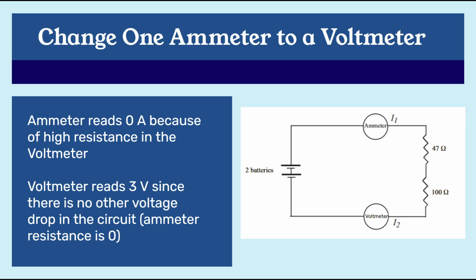If you change one ammeter to a voltmeter, the remaining ammeter reads 0 amps due to the high resistance in the voltmeter, allowing for no current to flow through. The voltmeter reads 3 volts as there is no voltage drop in the circuit.